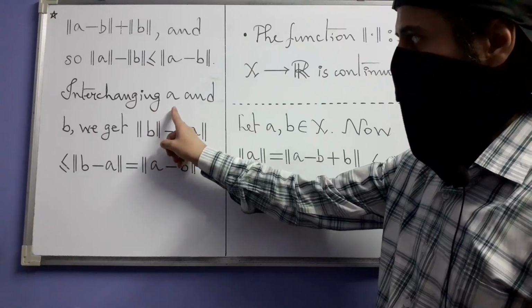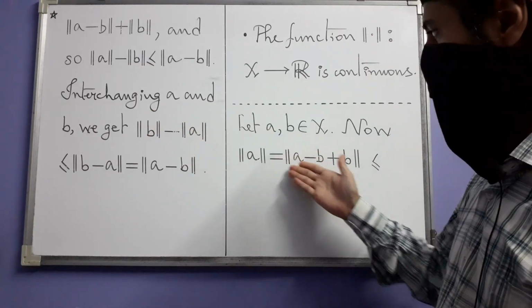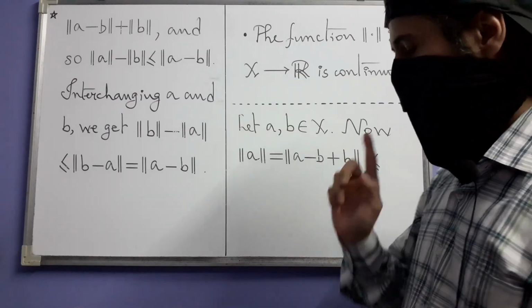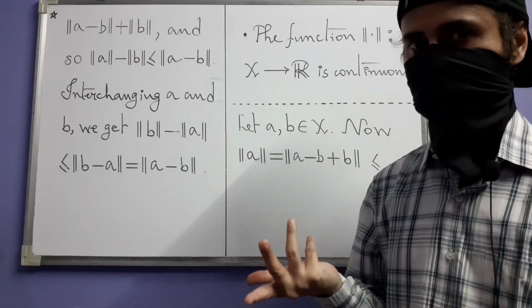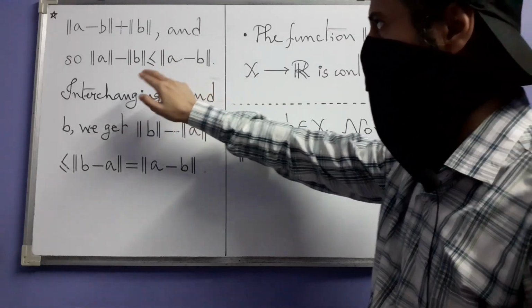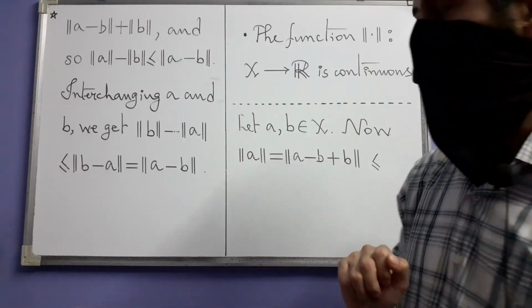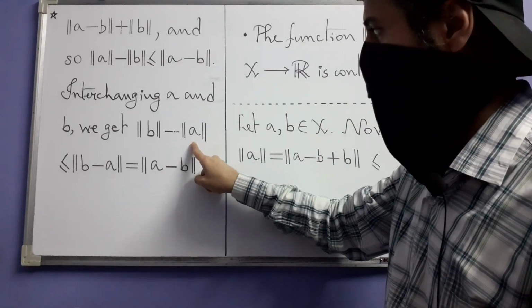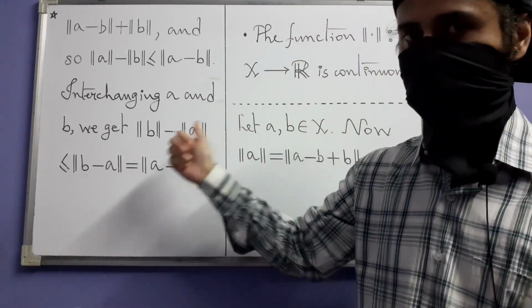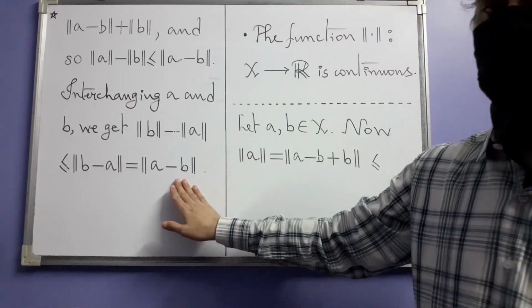Now we interchange the vectors a and b, which of course we can because in this calculation a and b are arbitrary vectors. So if you write b in place of a and a in place of b, the same thing happens. So you get this: norm b minus norm a is less than or equal to norm of b minus a. But in a previous calculation, we saw that this is nothing but norm of a minus b.